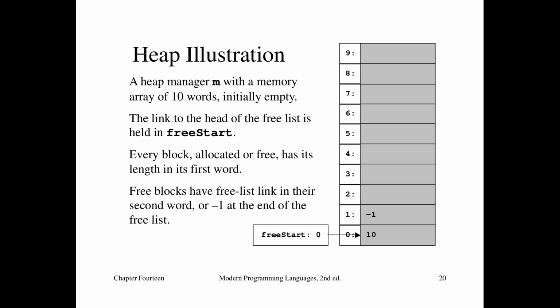So if we want to think about it, if we want to use this as a list, we have a heap manager M with a memory array of 10 words, initially empty. And so we have this linked list, and the head of the list down here at the bottom is held in free start. So wherever free memory starts is held in the variable free start. Every block, allocated or free, has its length in its first word. In this case, the first word is -1 because there's nothing available, right? There are no blocks allocated.